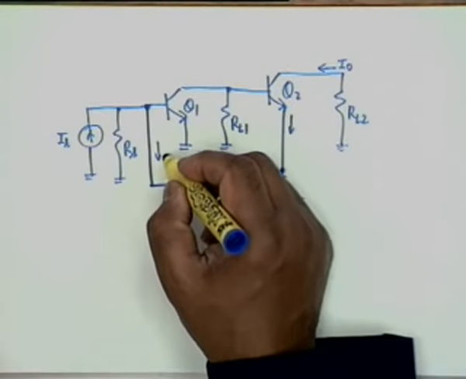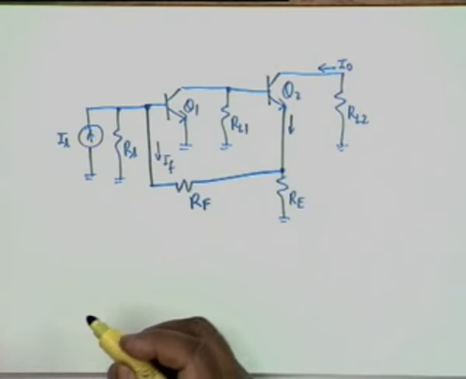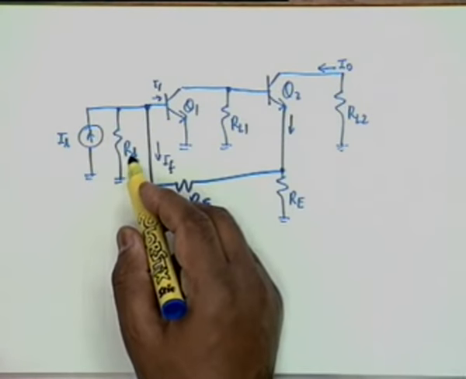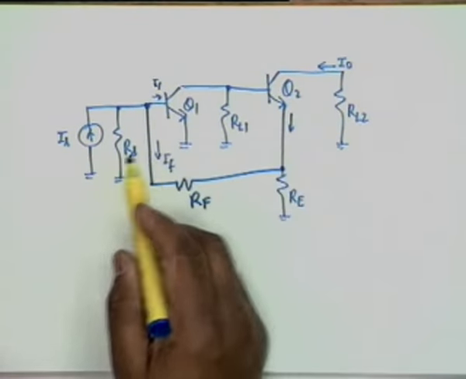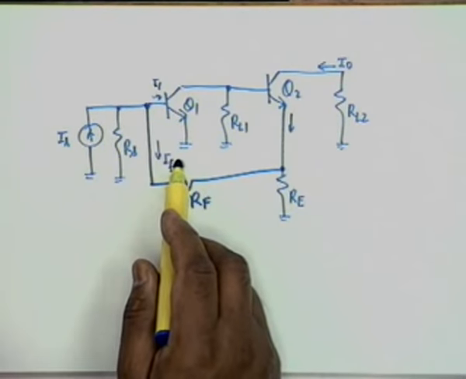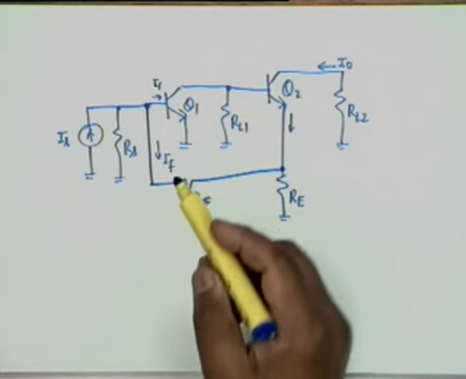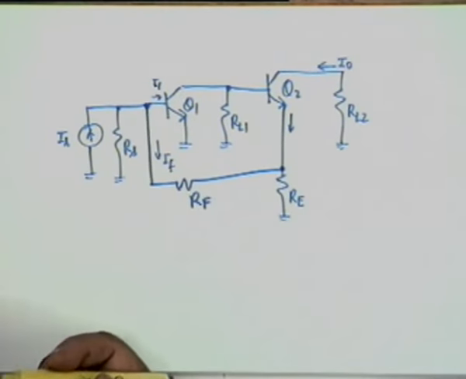Okay. Now, what is the kind of input connection here? Series or shunt? Series. Okay. Let this current be IF. This current II, if RS is not there, is obviously IS minus IF. So, it is negative feedback. How do you know it is negative feedback? Because I could have drawn IF in the other direction also.